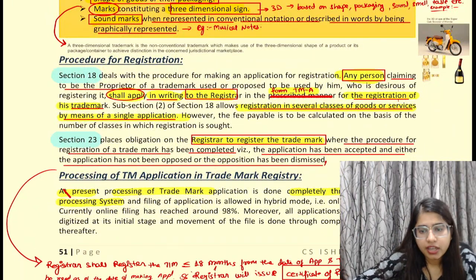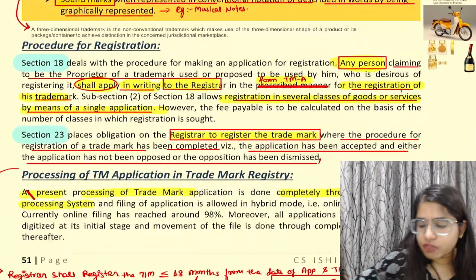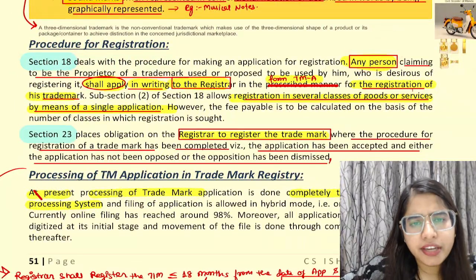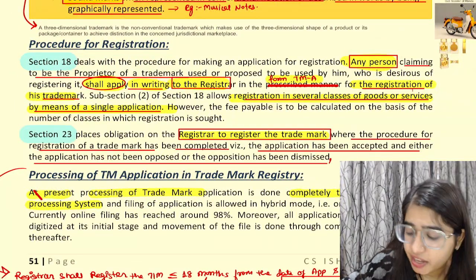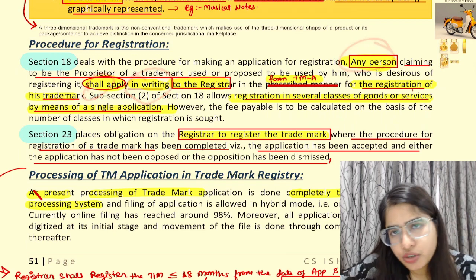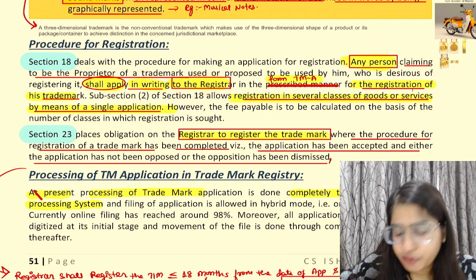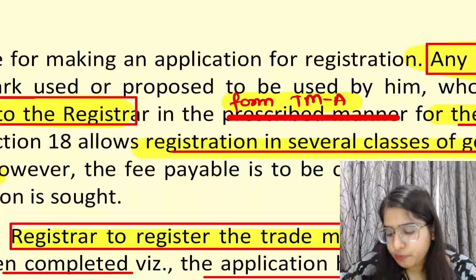Very quickly, come here, section 18. Section 18 deals with the process of registration, which says that any person can apply in writing. Highlight only that part. Of course, you have to apply in writing to the Registrar of Trademarks, in which form? TMA. Write the form number.